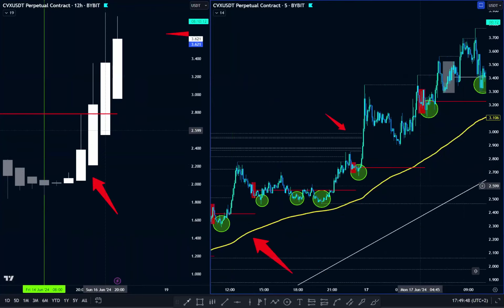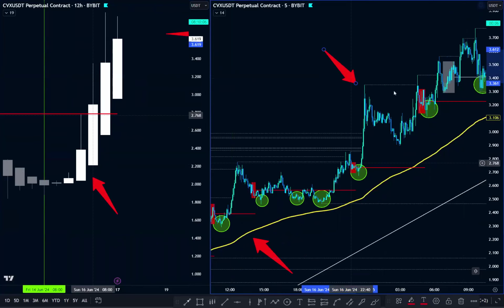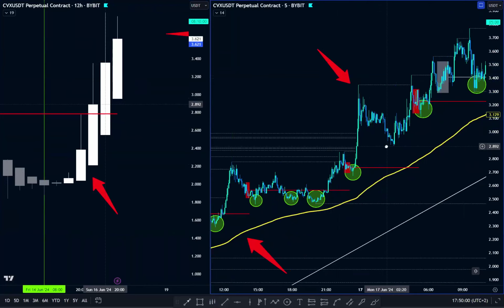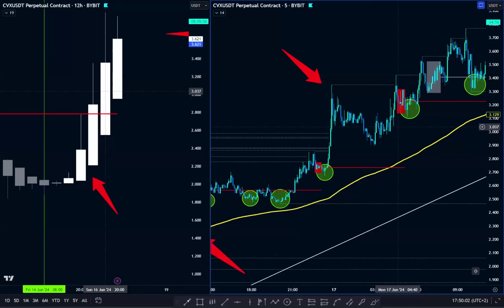So like, you could have caught this reversal here. I mean, if you look here, you could have caught this reversal. Let's see how many percentage it reversed. You could have caught this reversal, 12 to 13% reversal. You could have done that. But with this strategy, we're just focused on one-sided bias.